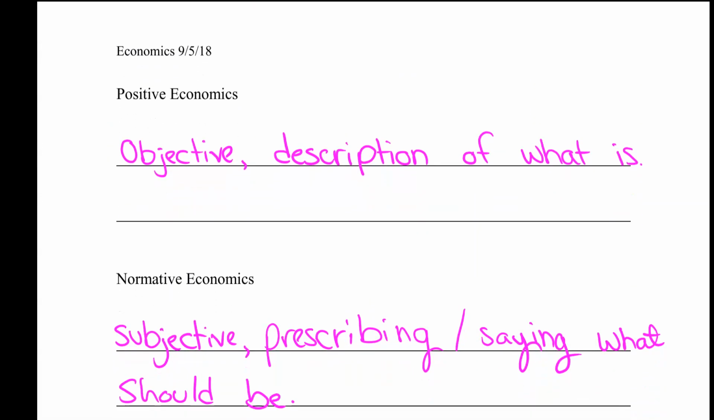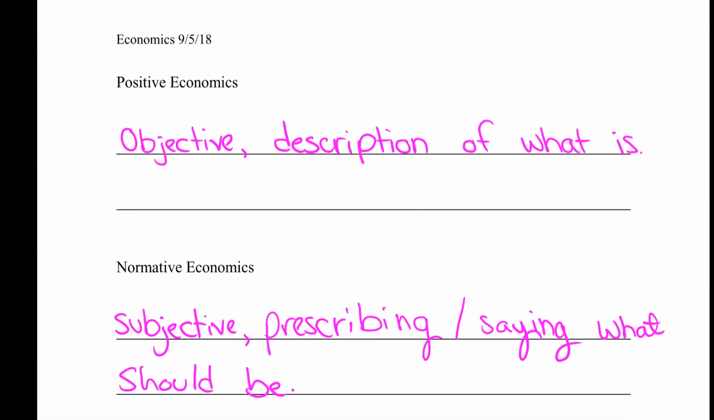Now we've got two types of economics. We've got positive, which is just going to be describing what's happening. It's objective. So that's like when you're talking about the number of people who are unemployed, that would be objective. It's just a statistic that describes what's going on. Normative economics is subjective, and this is where we're saying what should be. So we're prescribing.